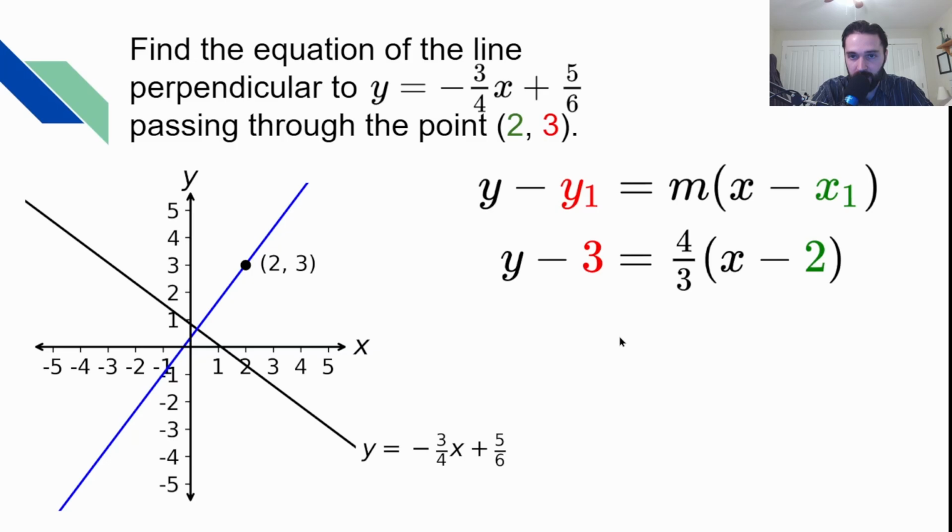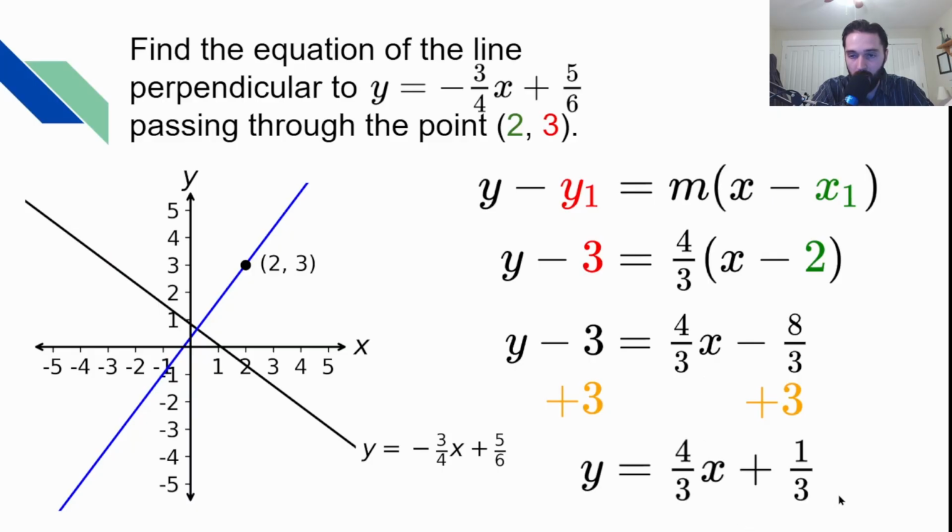Great. So now let's isolate y to get this in the form that we want. When we distribute on the right-hand side, we get 4/3 x minus 8/3. 4/3 times negative 2 is negative 8/3. To isolate y, we add 3 to both sides. And that gives us y equals 4/3 x plus 1/3. 3 is the same thing as 9/3, so I have 9/3 minus 8/3. That gives me a positive 1/3.